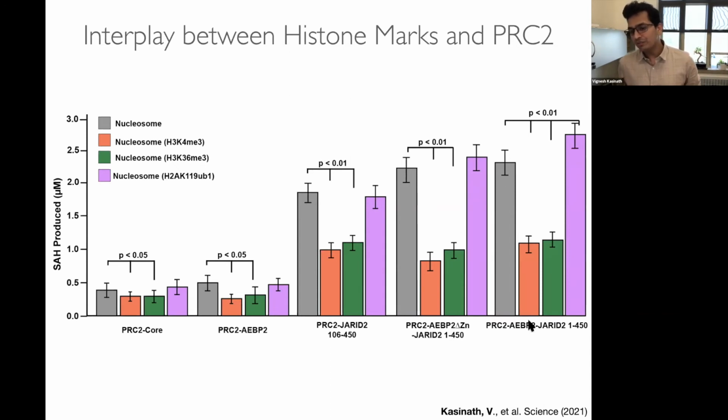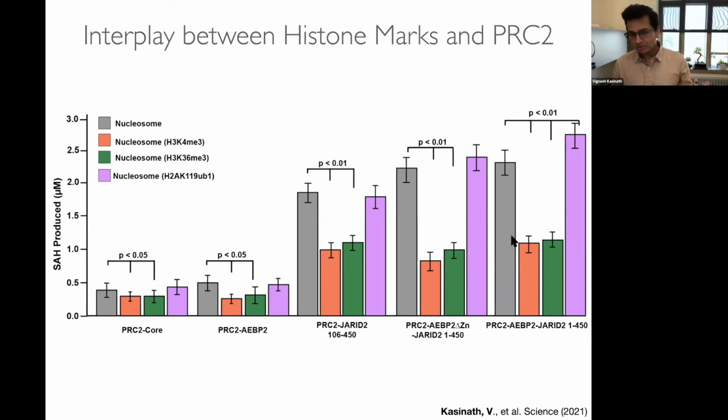However, in the presence of the complete AEBP2 and JARID2, which contains both the ubiquitin interaction segment as well as the allosteric activation segment, PRC2 on nucleosomes containing H2A-K119UB shows increased activity. But it's modest. I think the primary contribution is still from the allosteric activation, whereas the ubiquitin plays a modest role in activating PRC2 further. Perhaps it's more of a kinetic mechanism, where PRC2 binds the nucleosome and the turnover is now increased.